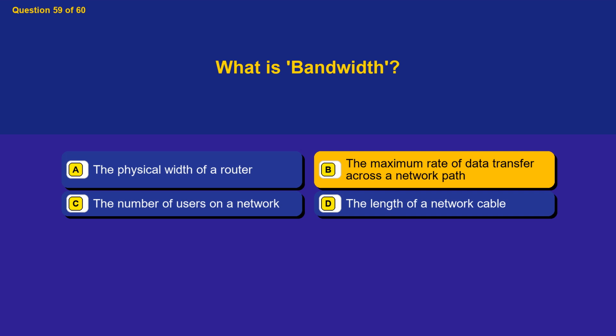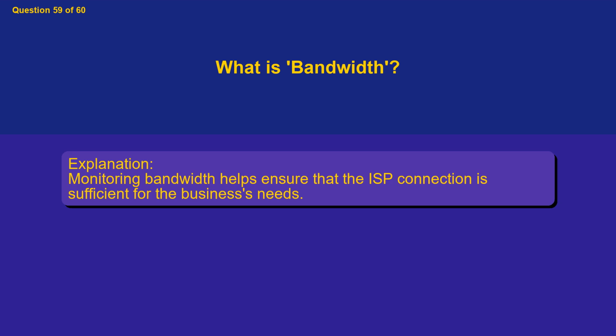The correct answer is option B, the maximum rate of data transfer across a network path. Monitoring bandwidth helps ensure that the ISP connection is sufficient for the business's needs.